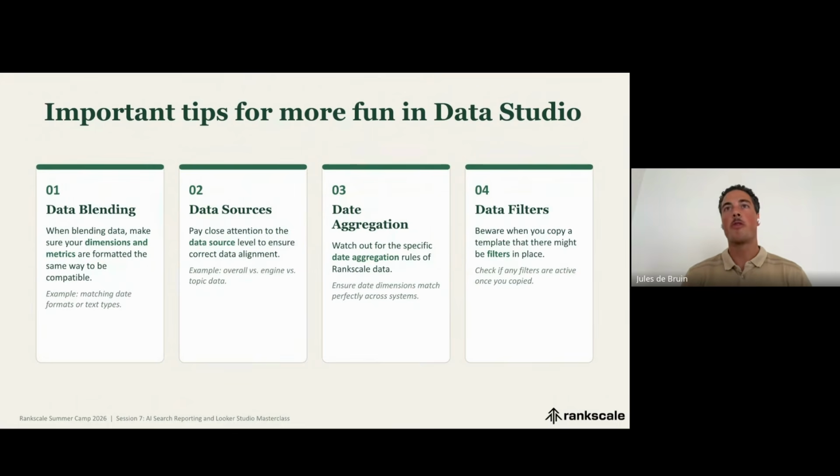Some important tips to have more fun with Data Studio: start to do some data blending. When blending data, make sure your dimensions and metrics are formatted the same way to be compatible. That is, for example, one of the reasons why, let's say you have text and you want to get that variable, but the variable is numeric, then of course it will not work. The configuration will not work because it is looking for numbers, but the input is text. Then data sources: pay close attention to the data source level to ensure correct data alignment. Data aggregation: watch out for specific data aggregation rules of Rankscale data.